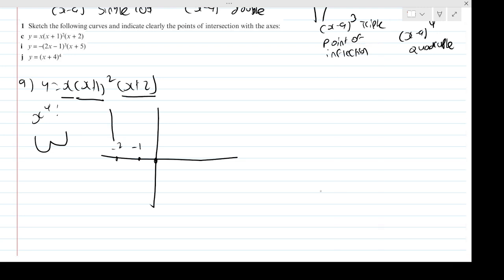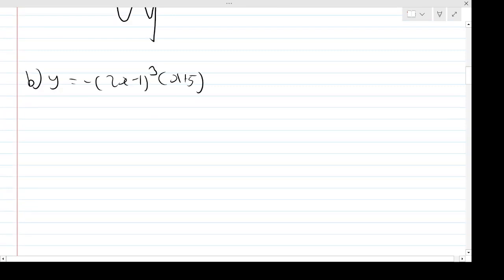So it will pass through minus 2. It will touch minus 1, create a turning point, and then another turning point, and then it shoots back up. Okay. And then the y-intercept, that's going to be when x is 0. Then y is going to be, well, 0, right? It's going to pass through the origin. Okay. There we are.